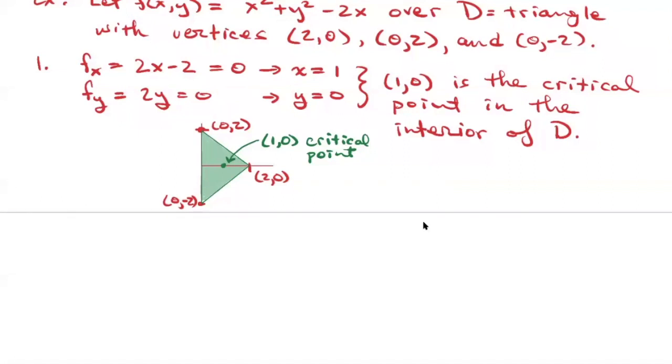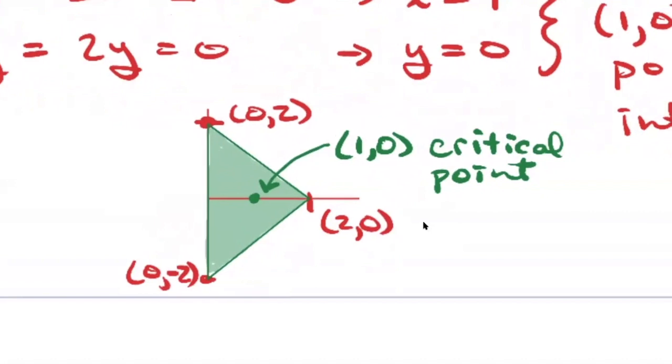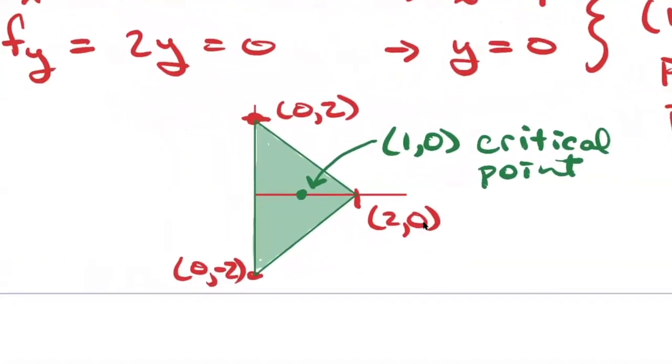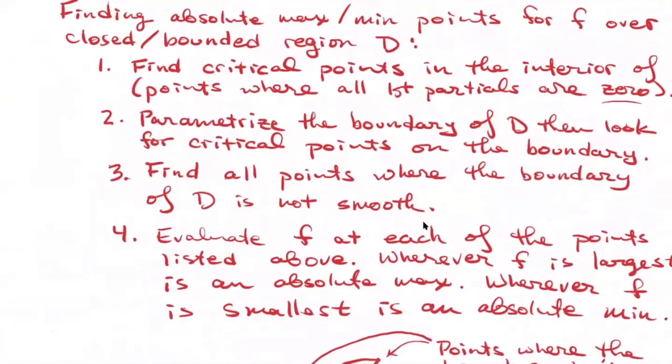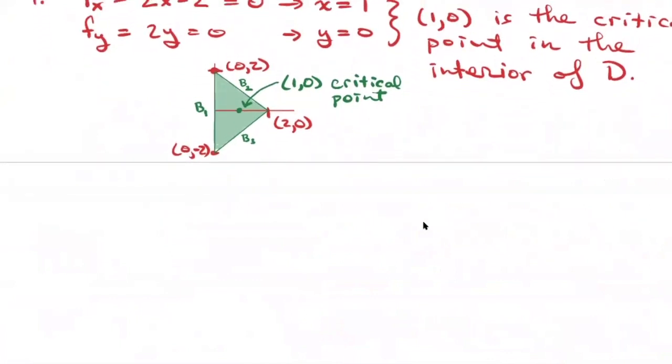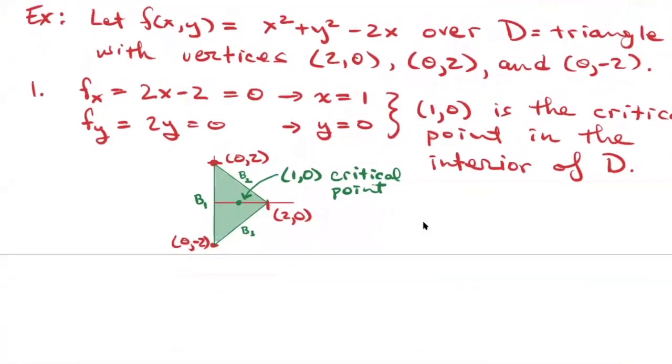We want to parameterize the boundaries. So I think I'm going to give them names. This boundary on the left, I'm going to call B1 for boundary 1. Then on the right, on top, we'll call B2. And down below, B3. We have to parameterize those. Okay. So this is step 2, I believe. I'm going to go back up and double check this. Parameterize the boundaries, then look for critical points on the boundary.